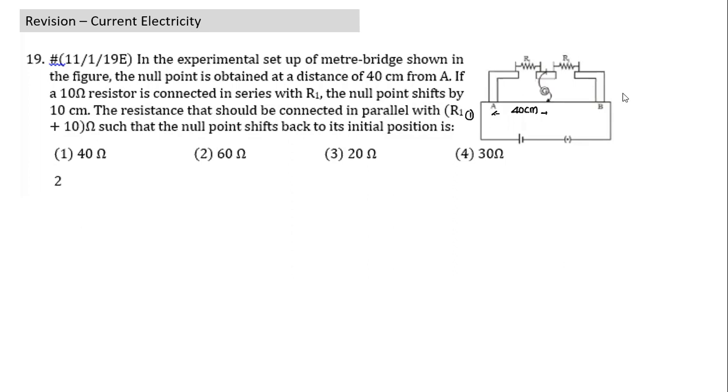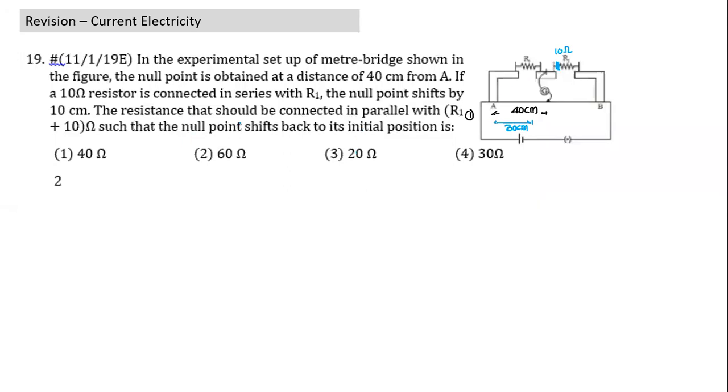If a 10 ohm resistance is connected in series with R1, so we connect another resistance, 10 ohms, in series. This resistance will increase. If this resistance increases, this part of the resistance also should increase. The balancing point must shift leftwards. The null point shifts by a distance of 10 centimeter. So where would the null point shift? First of all, be clear, the null point will shift towards the left. So the null point becomes 30 centimeter. This is the second step.